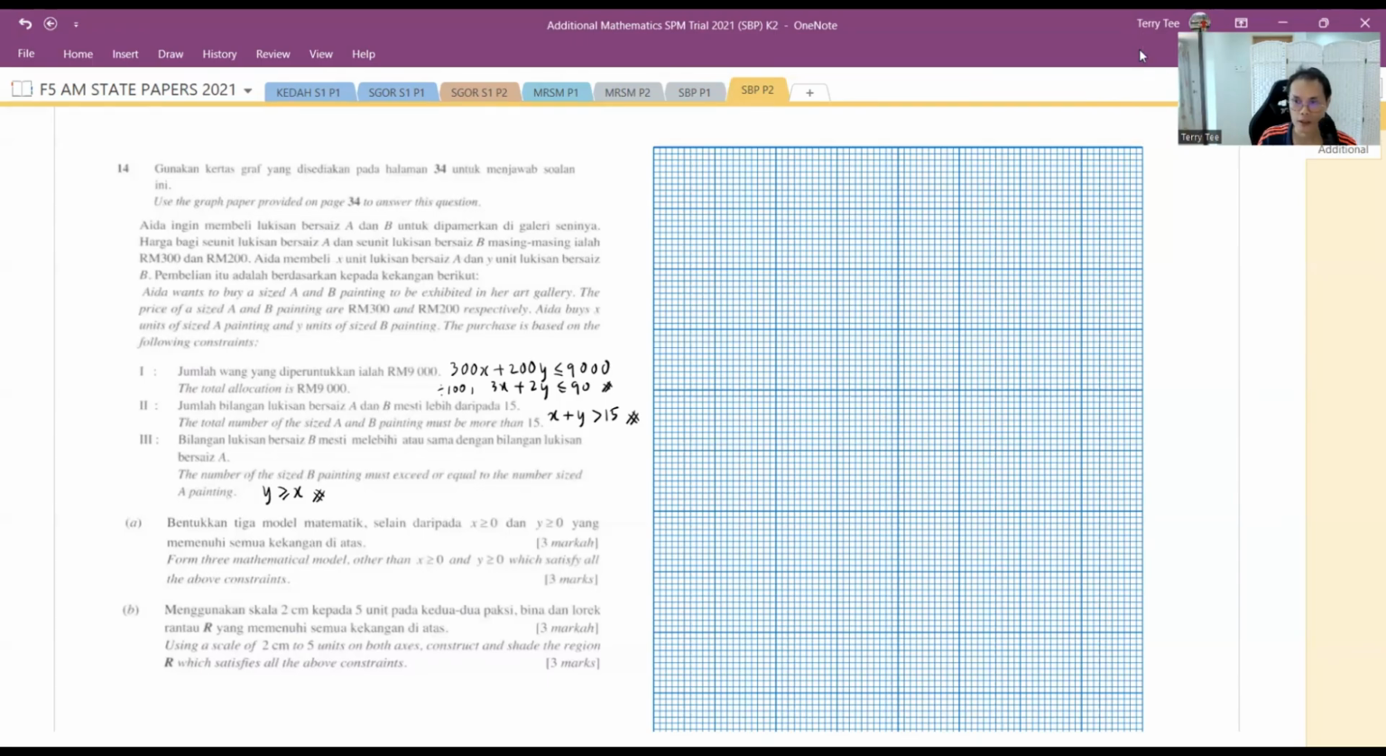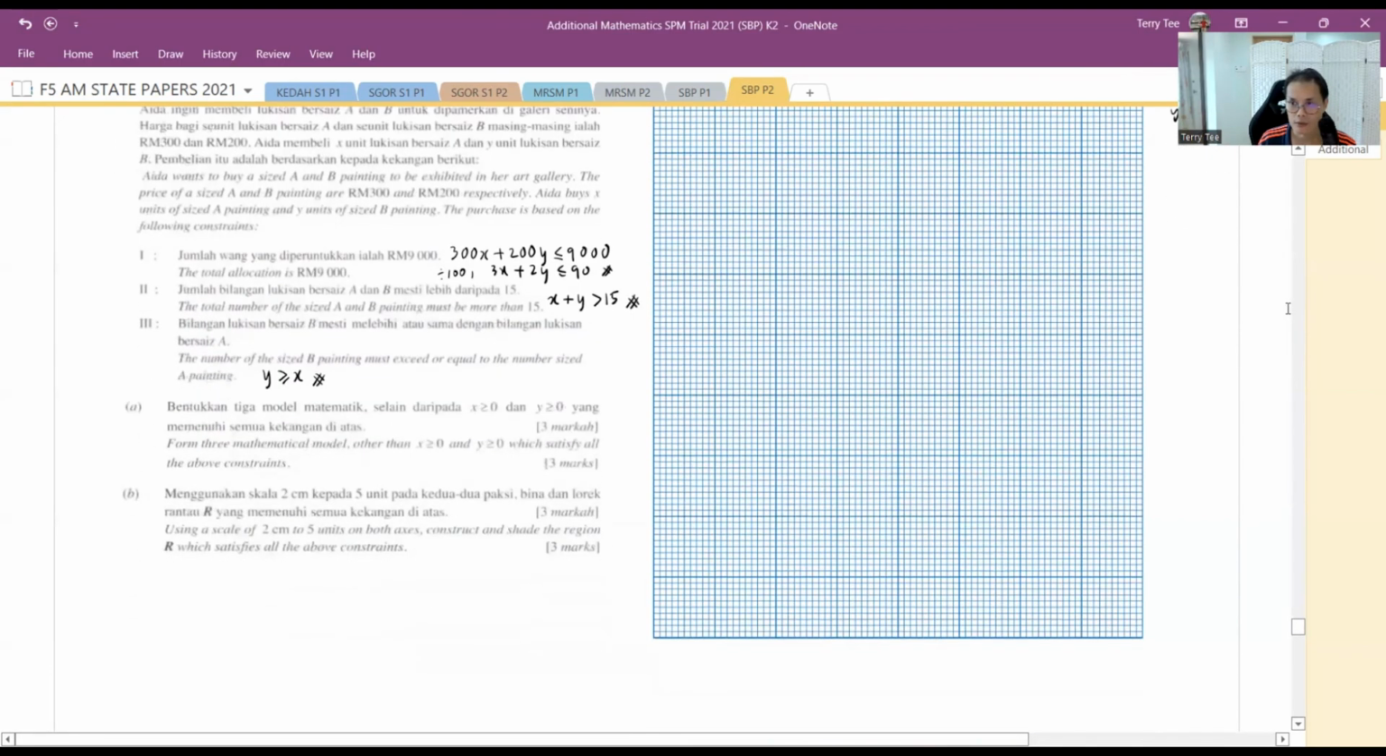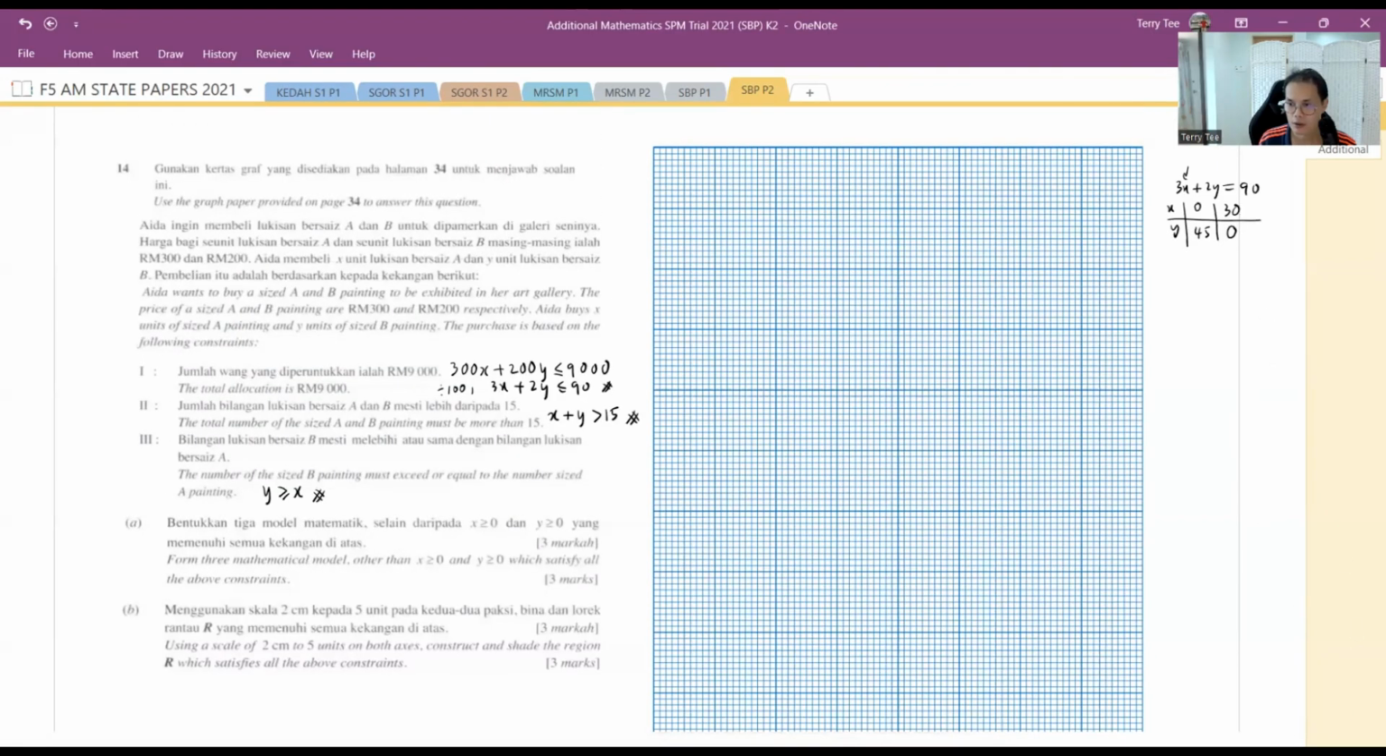The first one is 3x plus 2y equals 90. To draw a straight line, I'd like to use x equals 0. When I put 0 inside, 90 divided by 2, my y is 45. I substitute y with 0, 90 divided by 3, my x is 30. The question already says 2 cm to 5 units on both axes. So let's move down a little bit.